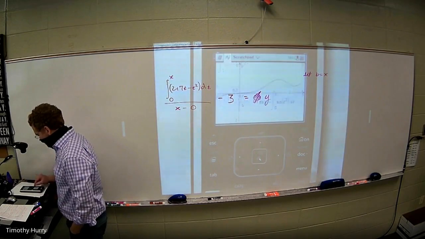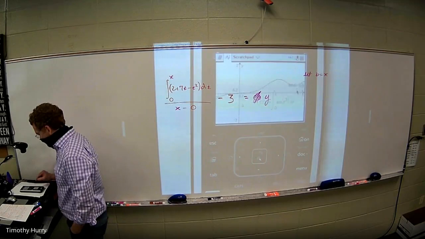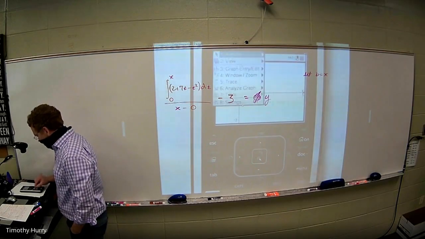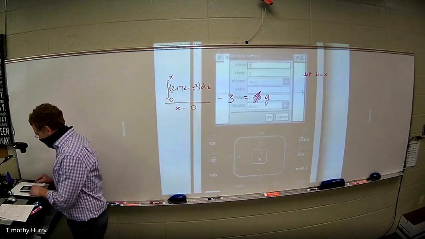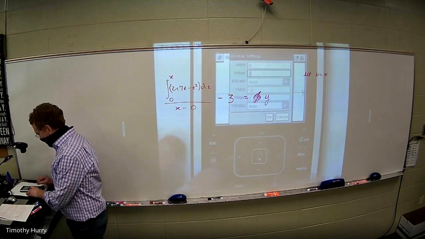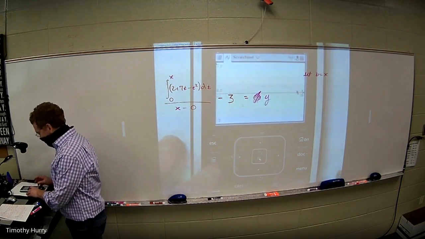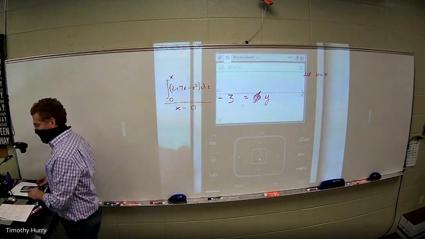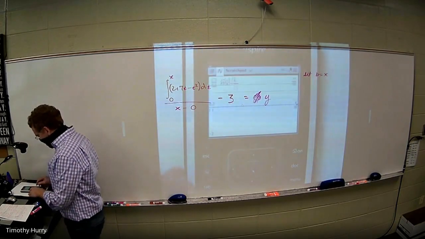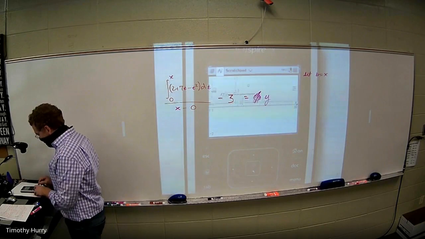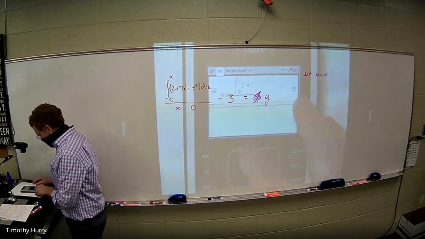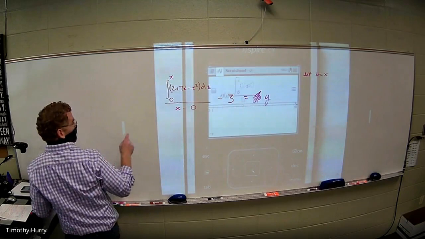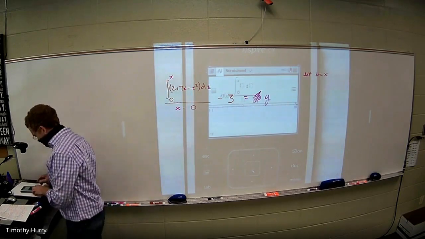This thing's struggling. That function was so ugly. Okay, so menu, window. I'm going to go from 0 out to, I don't know, maybe 20. All right, and then I'm going to go tab, and I'm going to graph that ugly thing. So here we go, fraction button. Integral from 0 to x of 2 plus 7t minus t squared.